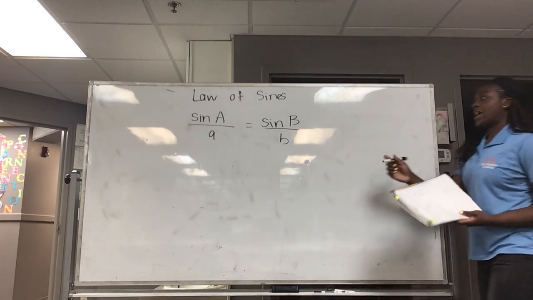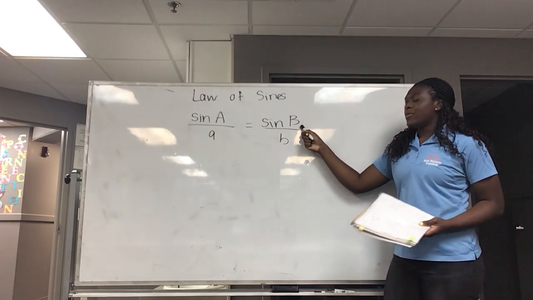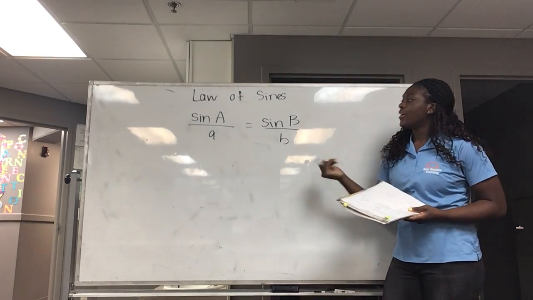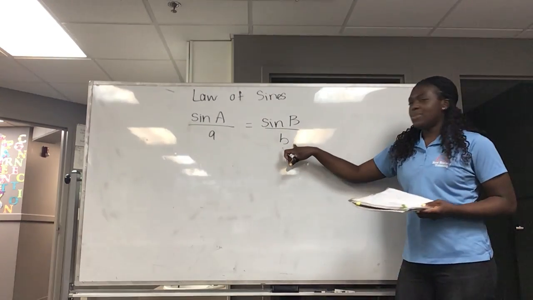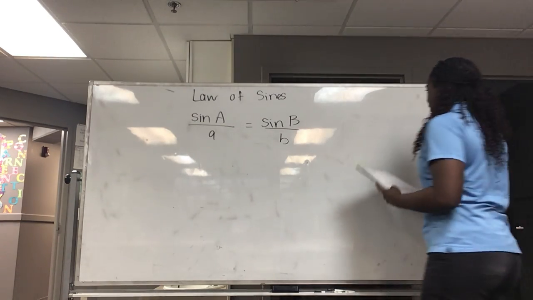So I'll kind of break this down. The capital letters, like this capital A and the capital B, those mean the angles. And then the lowercase letters mean their corresponding side. So I'm going to draw an example where we can kind of see it.